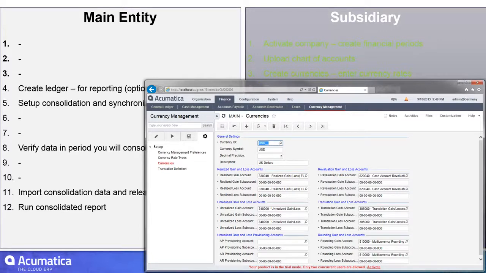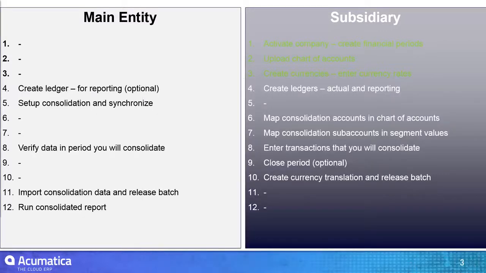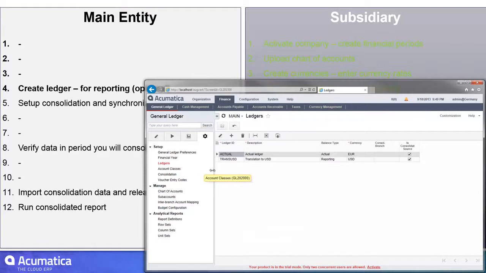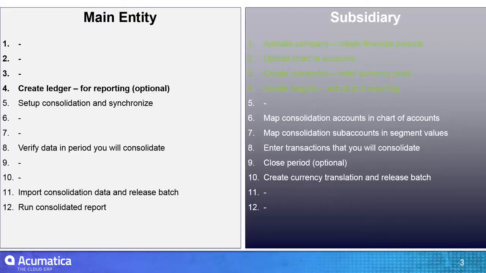The next step in my process is to go ahead and create the two ledgers, one for the reporting ledger and one for the actual ledger. Let me go over to my general ledger and pull up my ledger screen, and you can see what I entered here. I created an actual ledger in euros and a reporting ledger that I'll be using for my translations in US dollars.